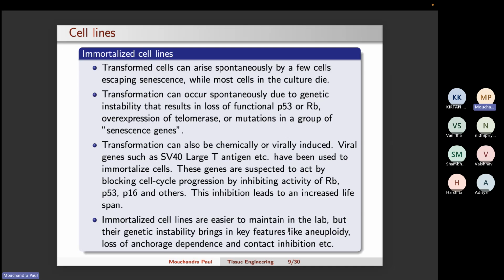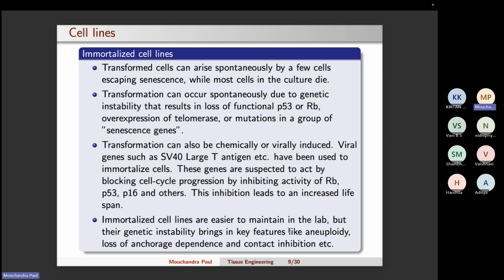Also, various cell lines which are initially in the primary culture were adherent, like they needed a substrate for growth. Due to immortalization, they lose this ability to adhere, and these cells also lose contact inhibition, because of which they can form tumors. These kinds of features will come in when you are working with immortalized cell lines. So the choice of the cell line depends on what kind of tissue you are making or what kind of experiments you are running.